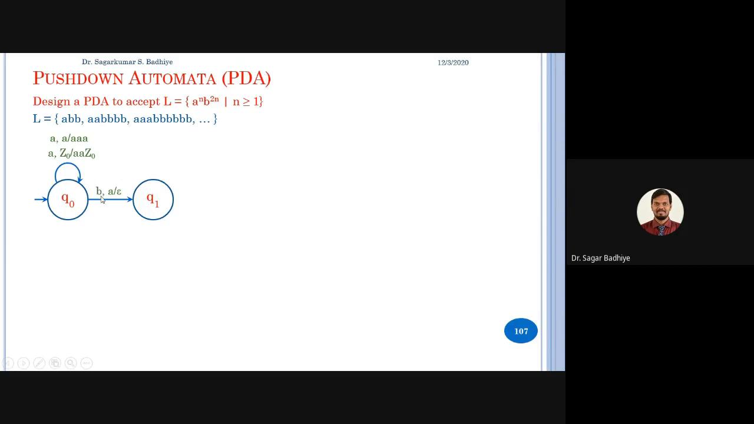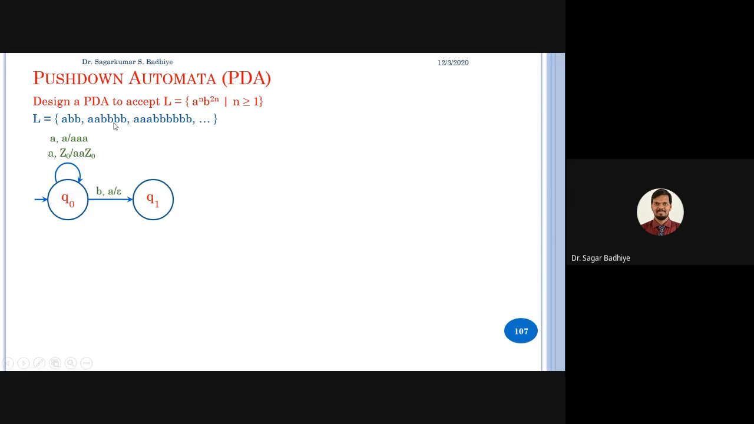So if B is the input in Q0 and A is on the top of the stack, we'll pop that element. So we have replaced it with epsilon. So we'll pop the first A. Okay, so this was A on the top of the stack, and now we are replacing this with epsilon and changing the state to Q1. Now in Q1, we cannot get A as the input, right? Therefore, we have moved to Q1. So in Q1, you can get B as the input, only B as the input, right?